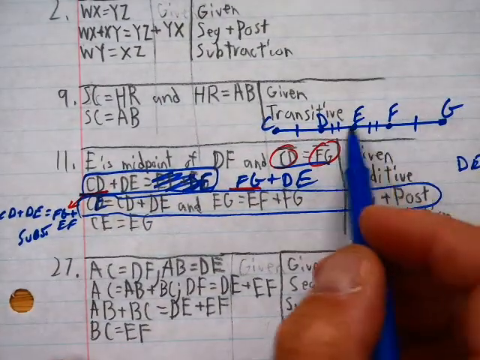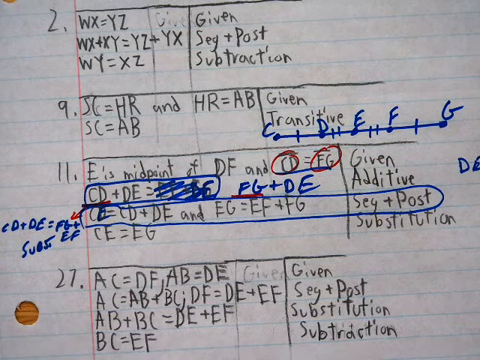If you have parts that are the same, add them up to get a bigger thing that's equal. And I'll do an example here real quick.